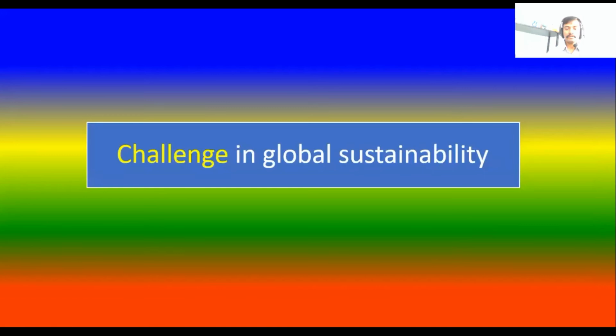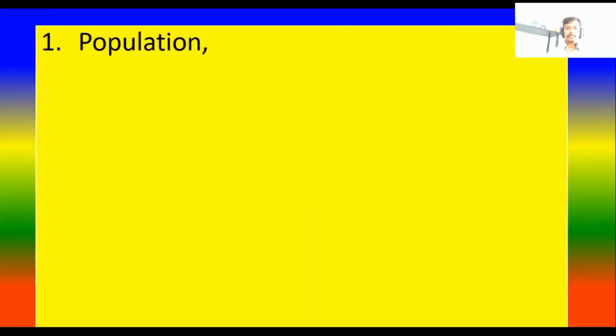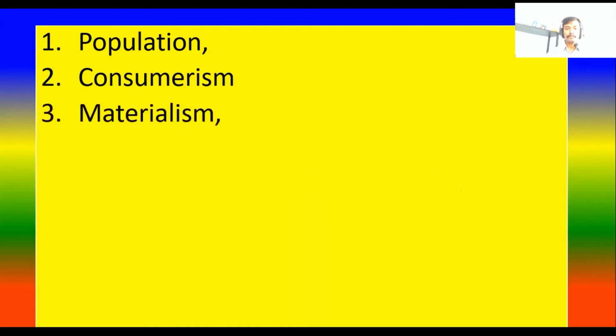Then challenges in global sustainability. First challenge, population. Overpopulation, unpredicted growth of populations. Then consumerism. The people consume. They want products with the lowest price and quality. Then materialism. Need to use environmentally friendly materials. We know that plastic, the plastic use last decade nowadays is harm to environment.